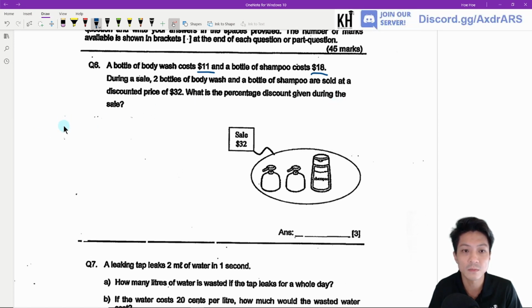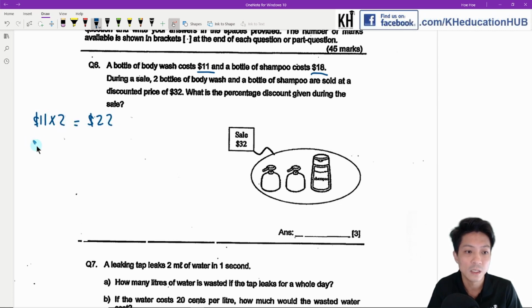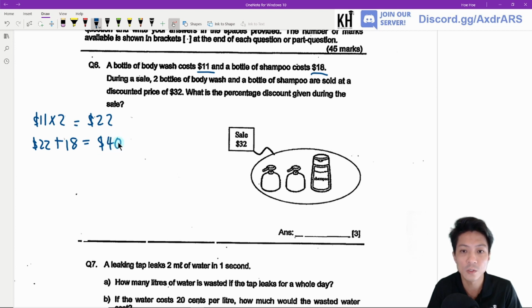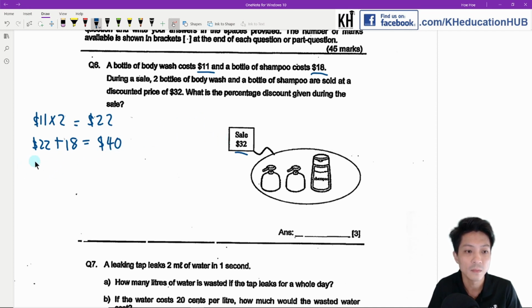Okay, so body wash costs $11 and a bottle of shampoo $18. So 2 bottles of body wash would be $11 times 2, which is $22. $22 plus $18 is equal to $40, which means that the usual price is $40. During a sale, they are sold at $32, which means that there's a discount of $8. 40 minus 32 is equal to 8.